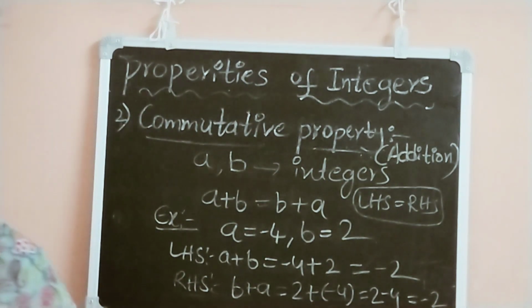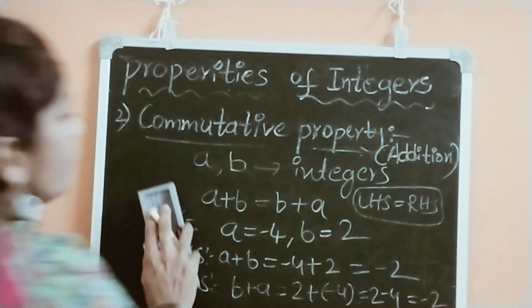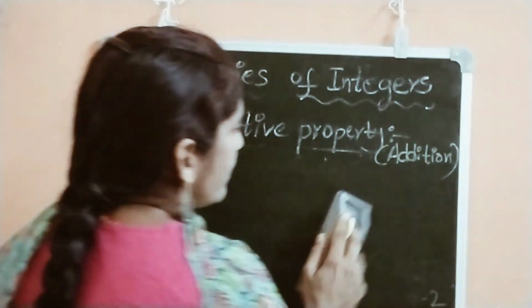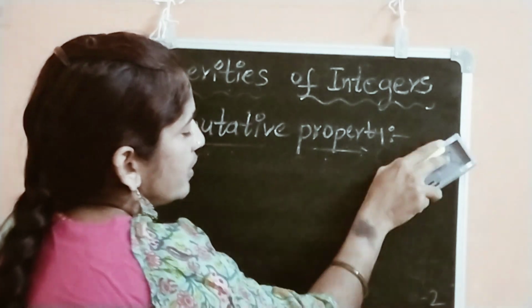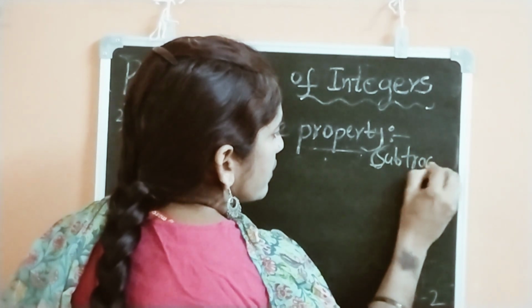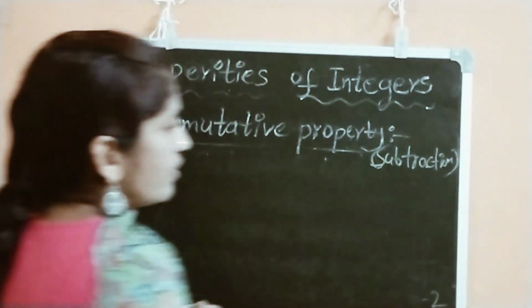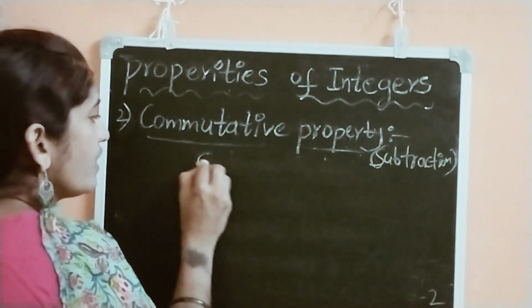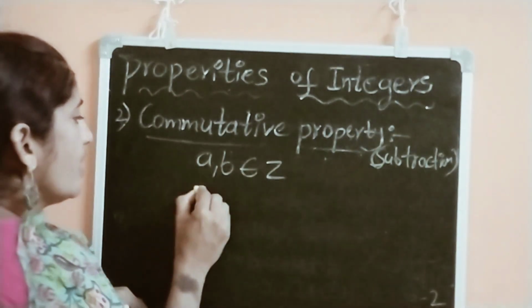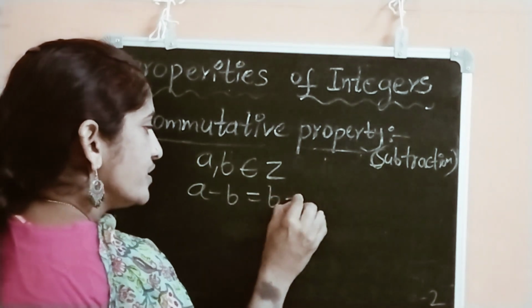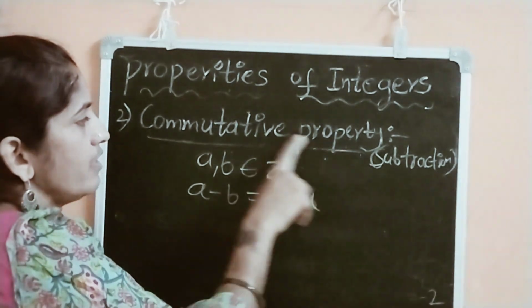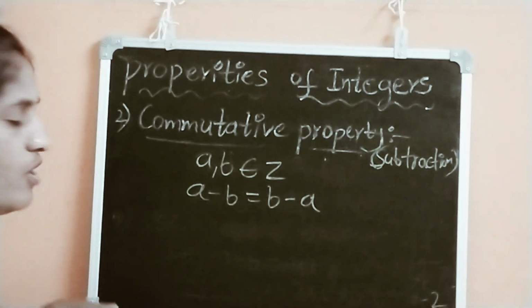Next we are going to check the commutative property under subtraction. In subtraction also we are going to take two integers, a, b belongs to Z. a minus b is equal to b minus a. If the integer system follows this equation, then we will decide that the commutative property under subtraction is possible in the integer system.